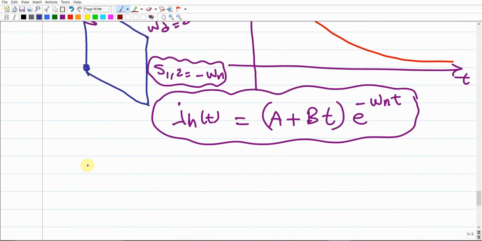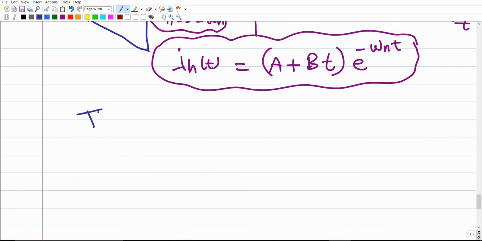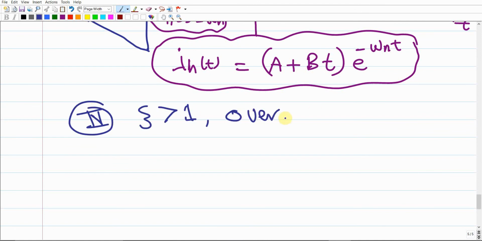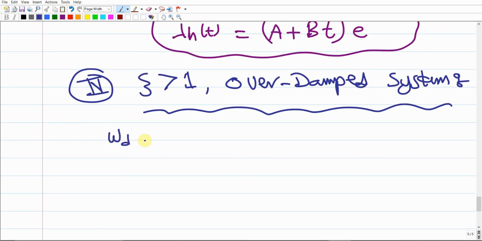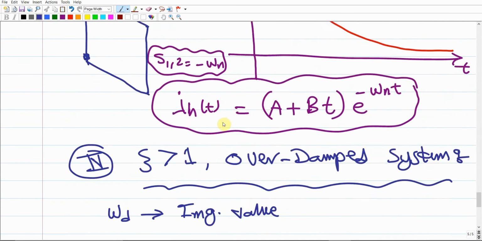The fourth case: how about if xi is bigger than 1? This is commonly known as an over damped system, and this is not preferred in many applications, especially mechanical applications. In this case, you're going to find that omega d will be an imaginary value. Why? Because xi became bigger than 1.